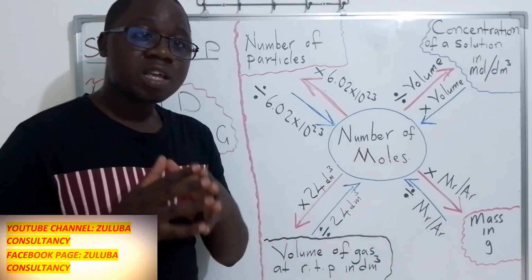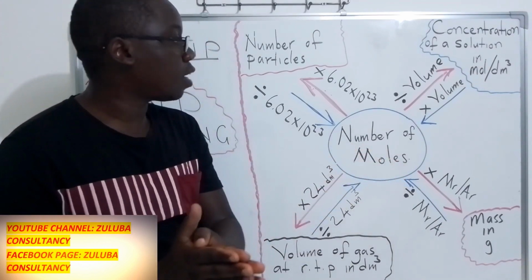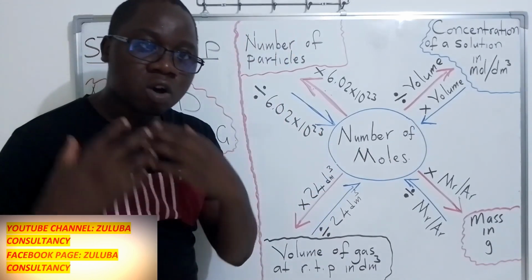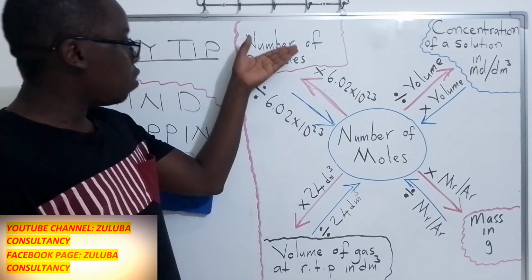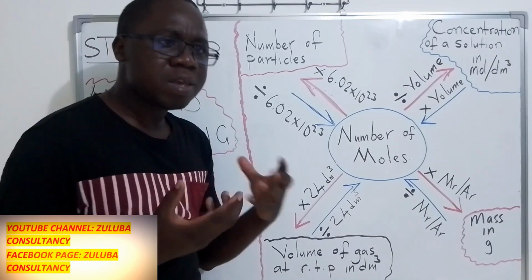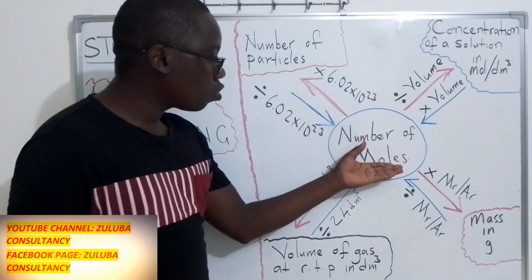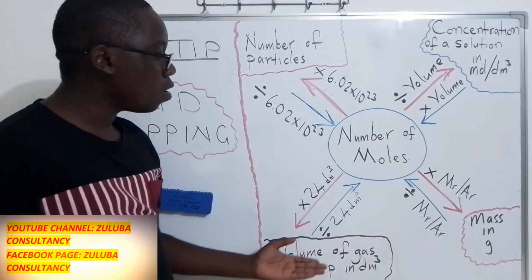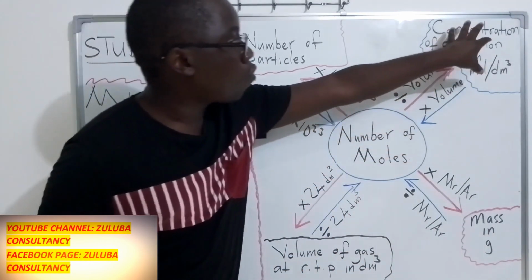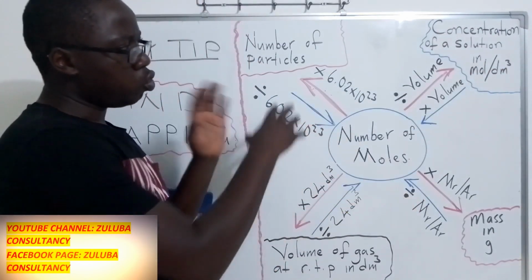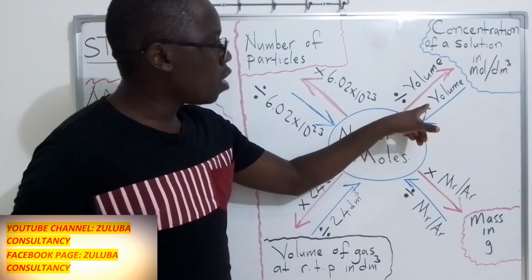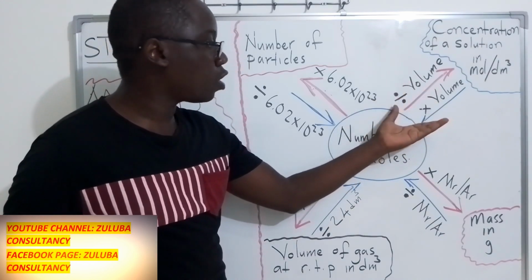Now, we are saying you are able to identify a pattern. So already you can see that the pattern or the conclusion you can make is these 3, they relate in a similar way. From number of moles to any of these, you multiply. From any of these to number of moles, you divide. But what of concentration? Because you used mind mapping, it will show you that here we have a different situation.